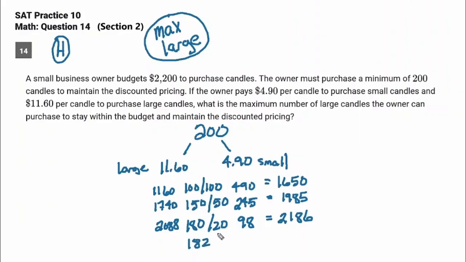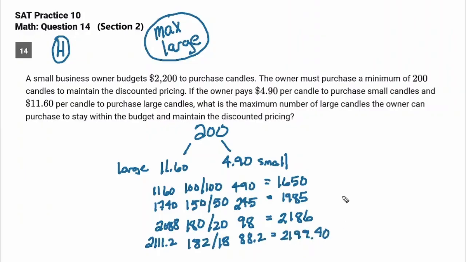But it's 182 large, obviously, and 18 small. So back to the calculator. 182 times $11.60 is 2,111.2. 18 times $4.90 is 88.2. Add them together. It's $2,199.40. What do you think?